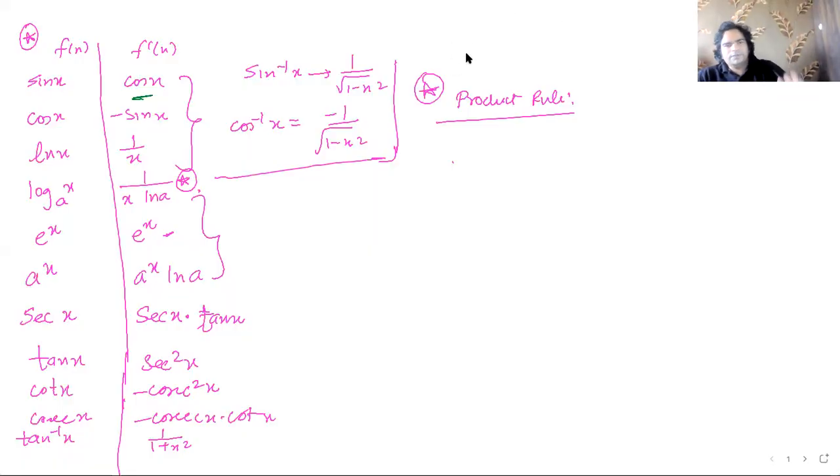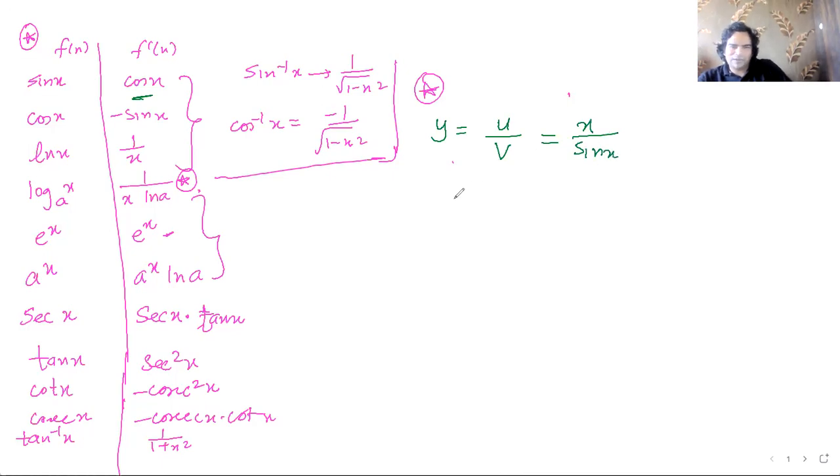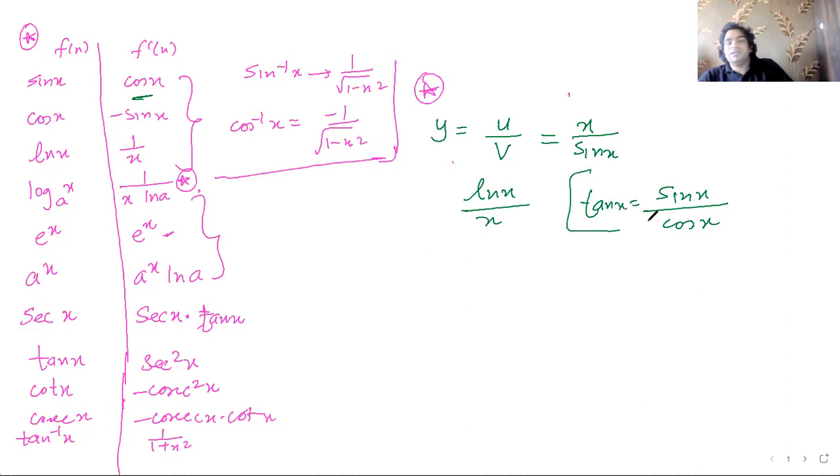Our next part for this kind of rule is also called the quotient rule. In the quotient rule, we look at a function in the form of u over v, so you have a function in the numerator over a function in the denominator, like a fraction. Let's say I've been given x over sine x, or ln x over x, or sine x over cos x, which is also tan x. If I want to find the derivatives of these functions, how do we do that?